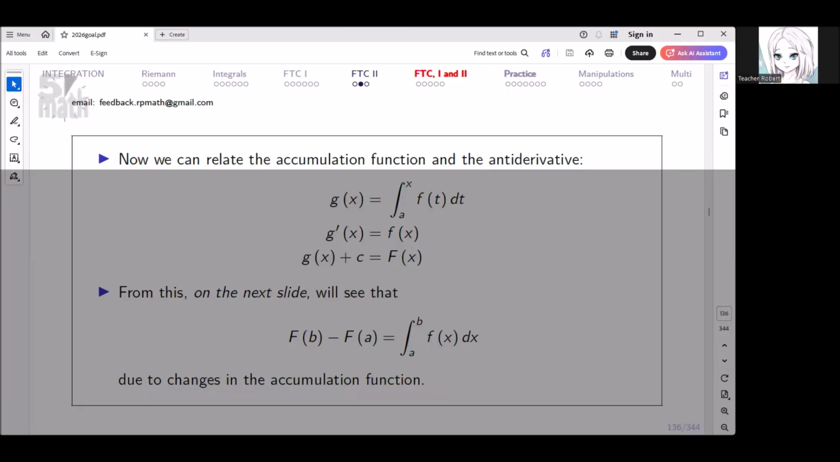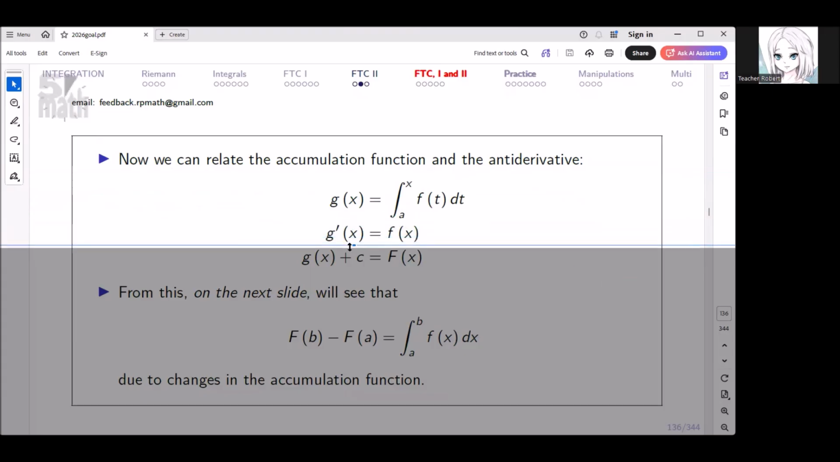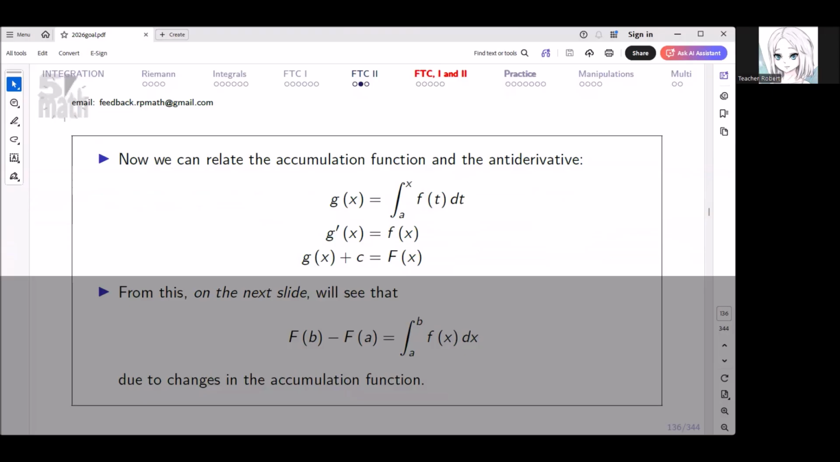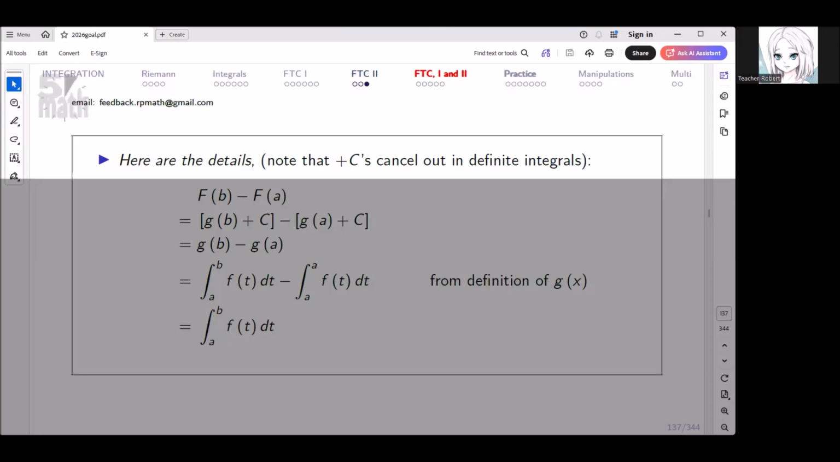Now we can relate the accumulation function and the antiderivative. G of x equals the integral from a to x of f of t dt. G prime of x equals f of x. G of x plus c equals big F of x. From this, on the next slide, we'll see how this is due to changes in the accumulation function. Here are the details. Note that the plus c's cancel out in definite integrals.